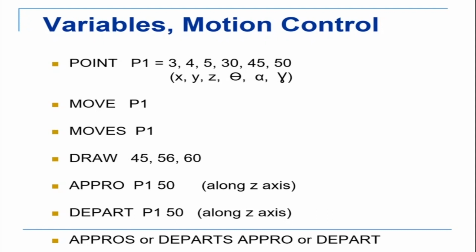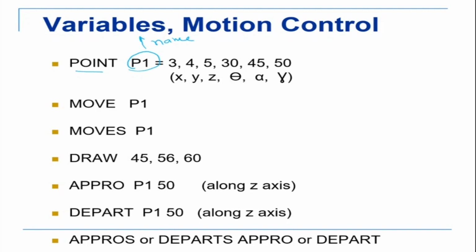So the first variable is a point. Point is P1. This is the variable name. Variable names can be letters, numbers, or a combination of letters and numbers. It depends, 8 characters or 10 characters depending on the version of the robot. So this is a point P1.